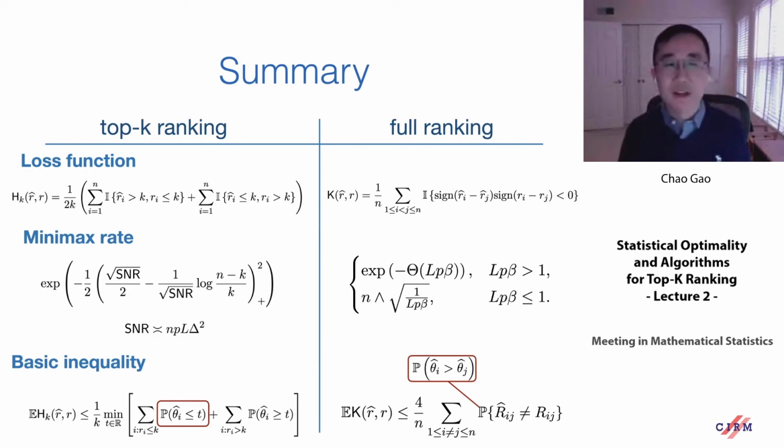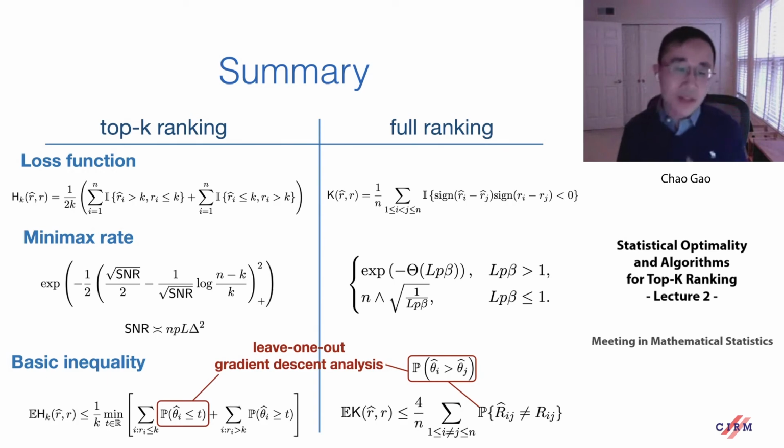So in the end, for both top K ranking and full ranking, you're trying to analyze the probability of some entries of the maximum likelihood estimate, right? For top K ranking, you just need to analyze one entry, but for full ranking, you analyze two entries, and both can be accurately analyzed by a leave-one-out and gradient descent analysis, right? So that, I think, unifies the techniques that we have for the two problems.